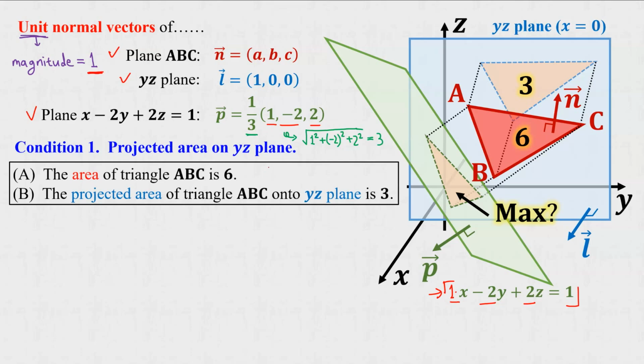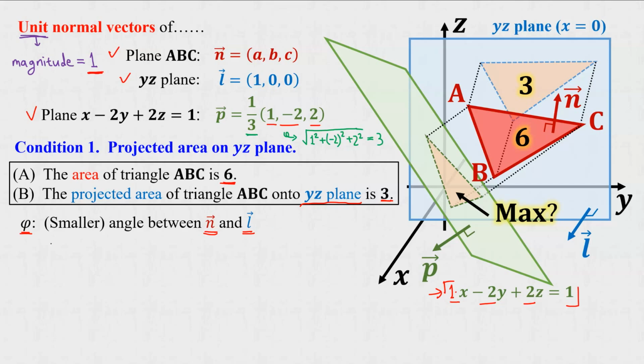Now let us address some important conditions. First, let us address the area condition given in the problem. It says the original area of the triangle is 6, and the projected area onto YZ plane is 3. Here, let phi be the smaller angle between normal vectors of these planes, hence the angle between two planes.